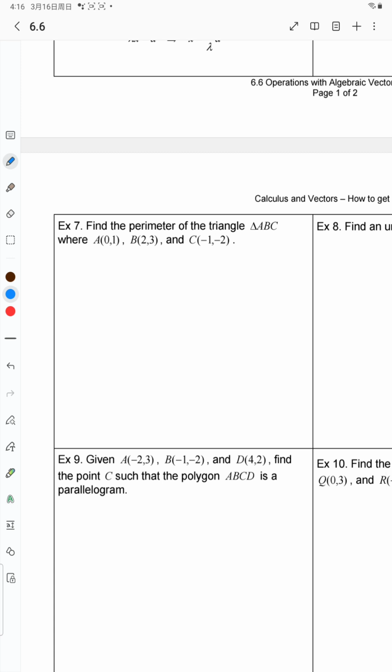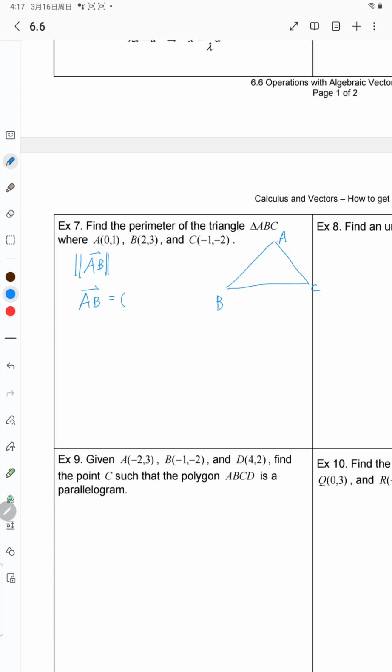Okay, this one, find the perimeter of the triangle. All right, so I think this is still not bad. I'm just going to do one side, all right? So perimeter is the summation of the lengths of the 3 sides. So for example, AB, what's the length of AB, right? So first we're going to write out AB.